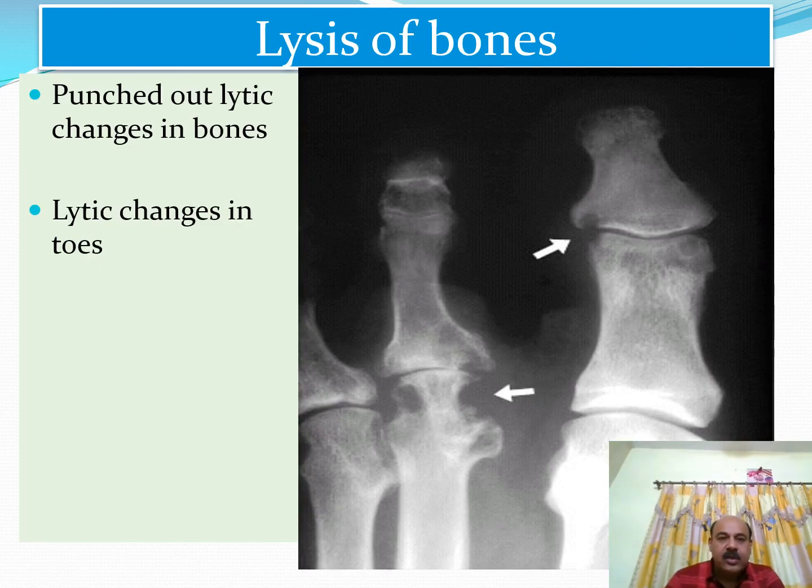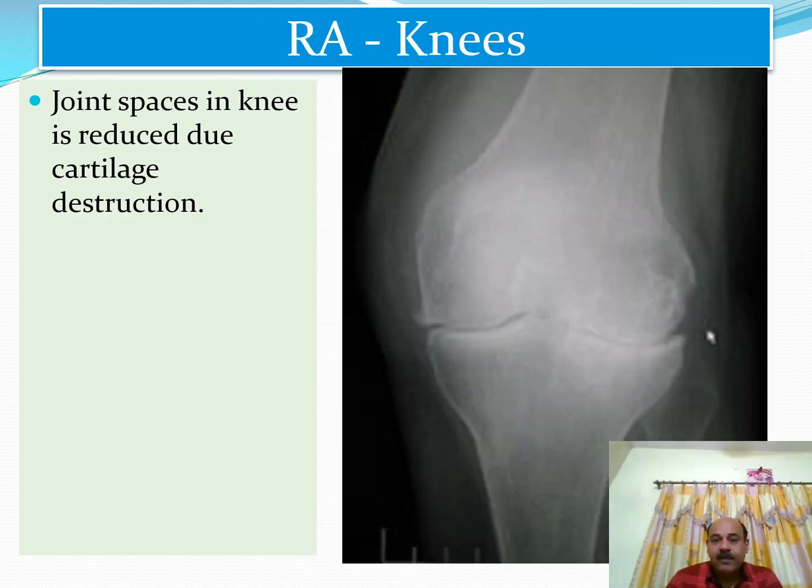This X-ray is showing the lytic changes in the bones. These are punched out lytic changes. Here it appears as if the bone has been removed by using a punch. These changes appear in very aggressive patients, those who are having severe seropositive rheumatoid arthritis, and specifically these changes appear in the very early stage of the disease.